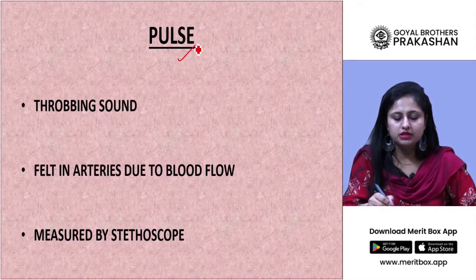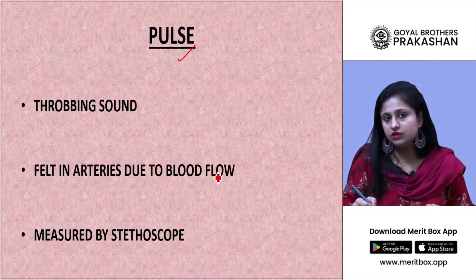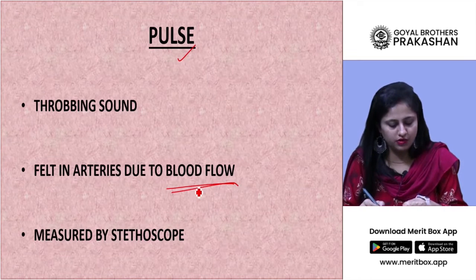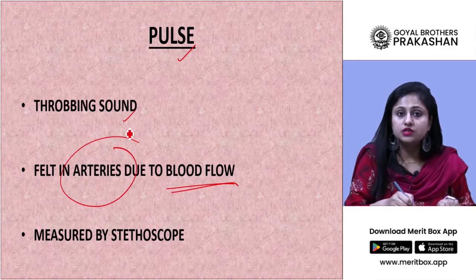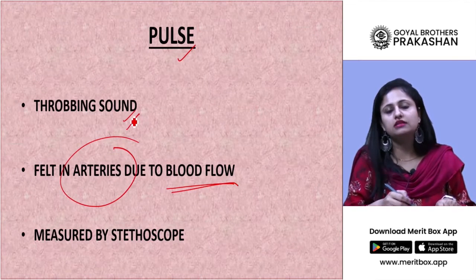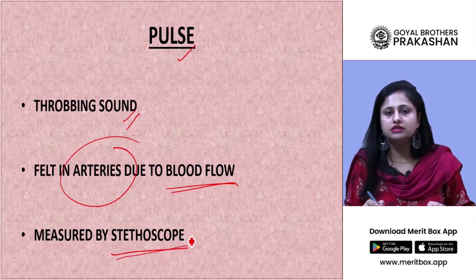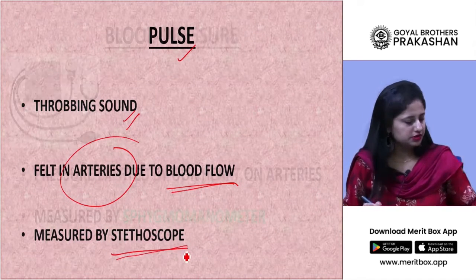Next is pulse. So pulse is a throbbing sound, and this sound is generated when there is a blood flow. So when there is a blood flow in our arteries, this sound is produced, and this is felt in arteries, and this is measured by the stethoscope, the instrument which we have just discussed.